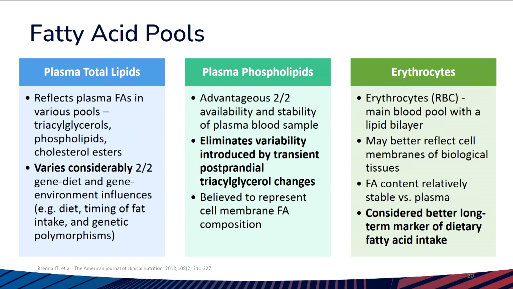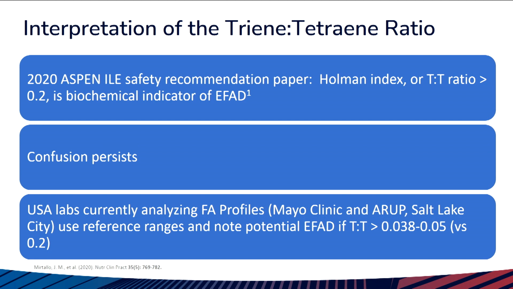And this slide just kind of goes over briefly how you can measure the fatty acid. So whether it's plasma total lipids, plasma phospholipids, or erythrocytes. The erythrocytes is really considered to be a better long-term marker of dietary fatty acid intake. This is mostly, especially how I've seen fatty acid panels done. You know, they draw their blood, they take it to the lab, and it gets done. So it's considered a better long-term marker.